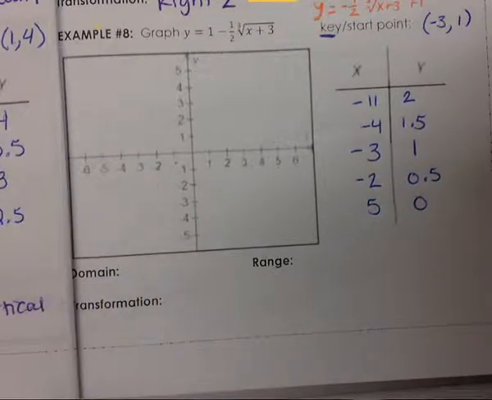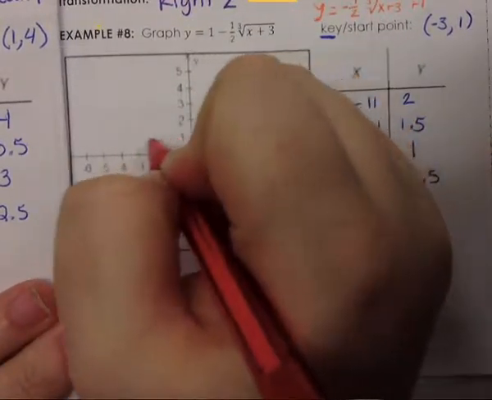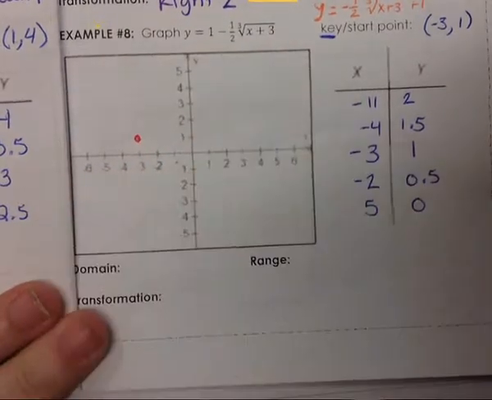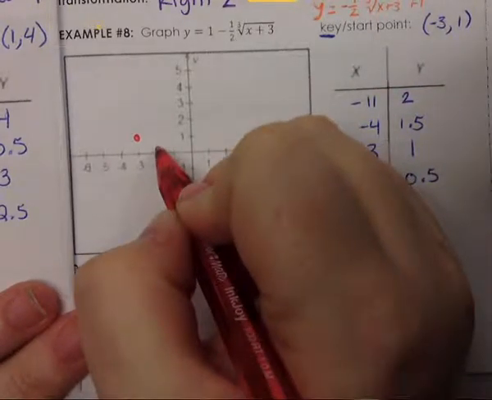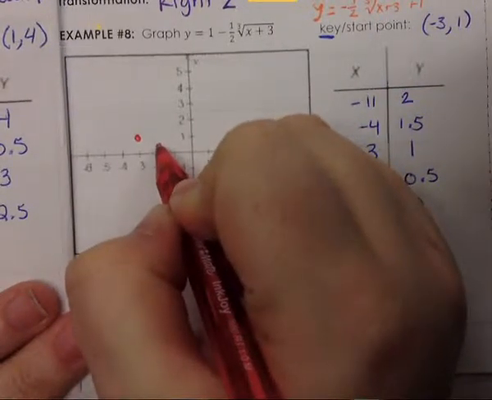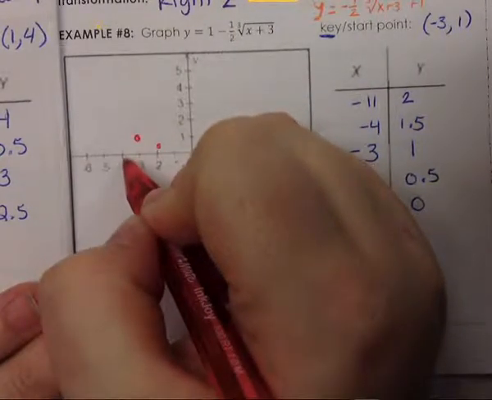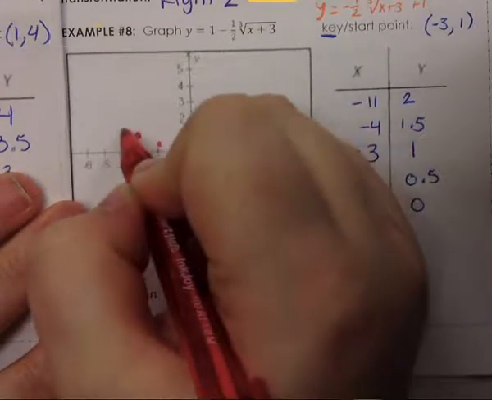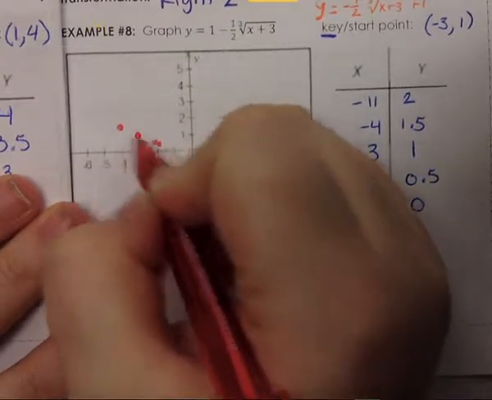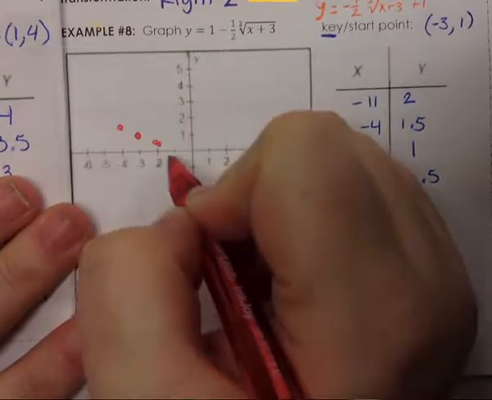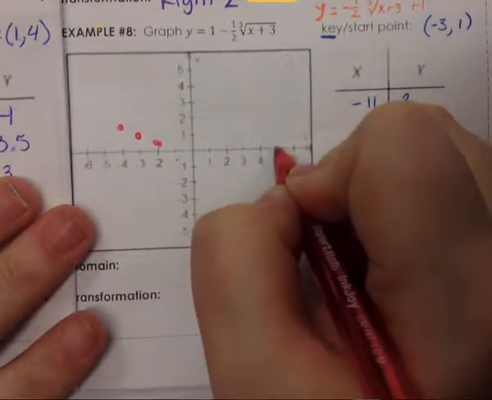So for our coordinates, I'm going to start with the negative 3, 1, which is our key point. Then I'm going to go to negative 2 and then 1/2. So here's negative 2 and here's 1/2. Then I'll also do negative 4 and then 1.5. So again, this kind of looks linear. Remember, it will curve. It's almost like an S shape. Then the next one is 5, 0. I can graph this one, 5, 0.